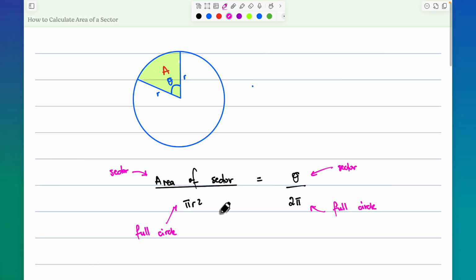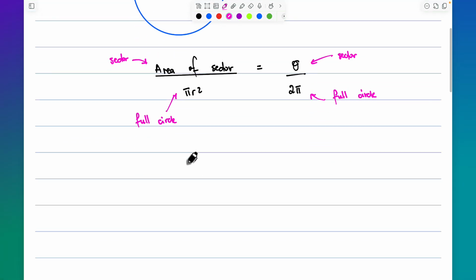These ratios have to be the same. So if I take half of my angle, let's say 180 degrees or pi radians, it should also equal half. That means the area of the sector is also half of the full thing. So the ratio of the areas should equal the ratio of the angles. That's where we start.